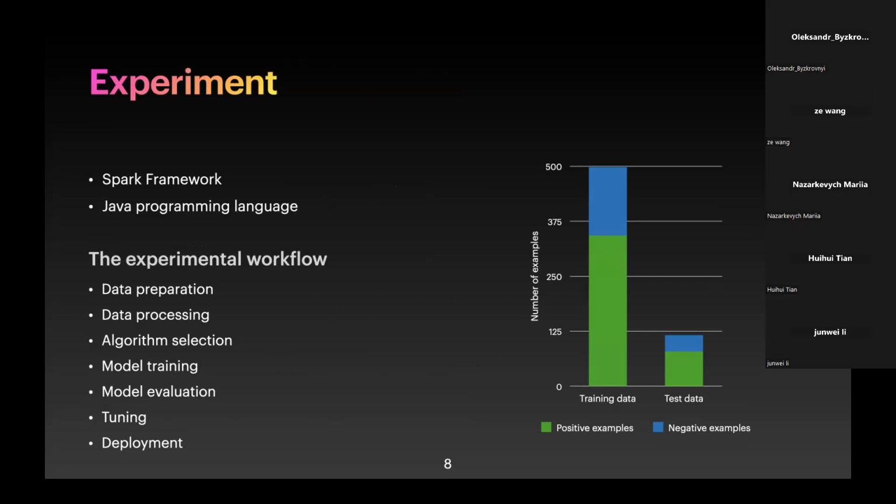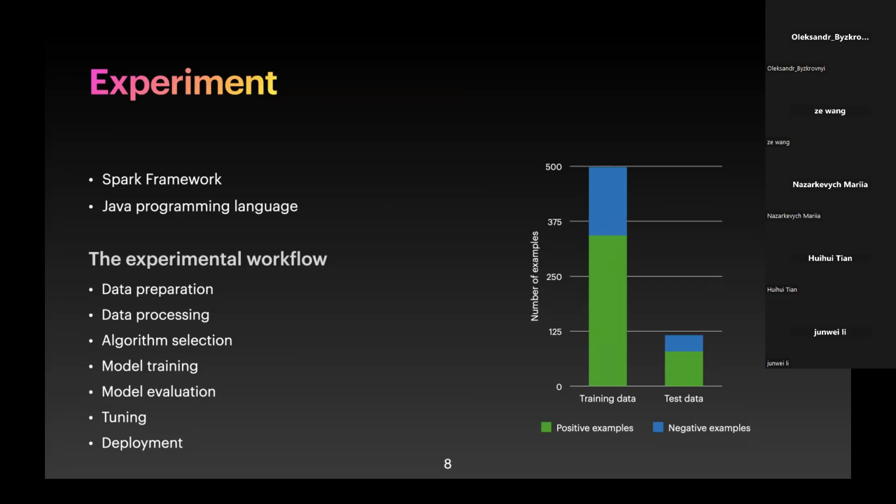Based on the algorithms that were presented on the previous slide, we developed software to train the model. To implement this software, we used the Java programming language with the Spark framework. The process of training a classification model involves several steps. The first step is to prepare the data for the model by cleaning and processing.